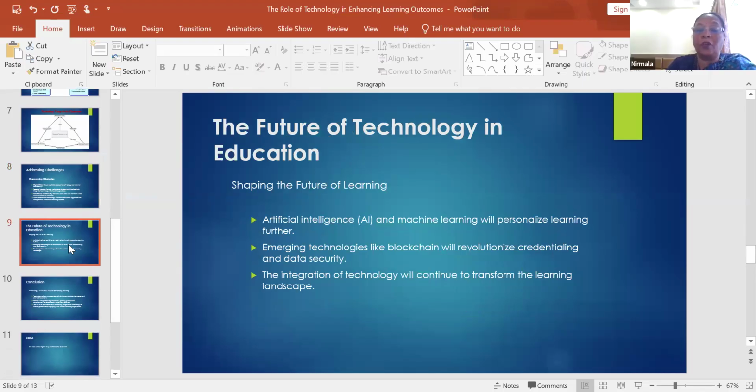Now, the future of technology in education. It is shaping the future of learning. Artificial intelligence and machine learning will personalize learning further. Emerging technology and data security. The integration of technology will continue to transform the learning landscape. So how can artificial intelligence and machine learning personalize learning further?